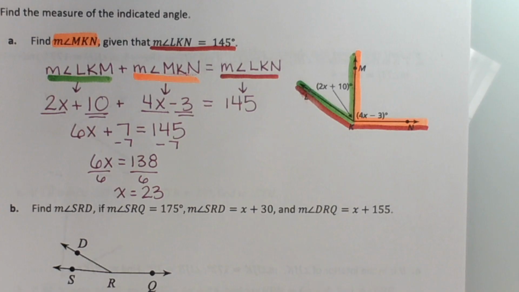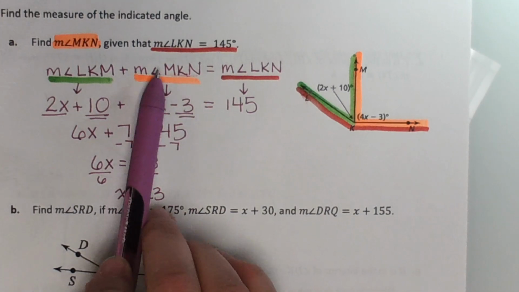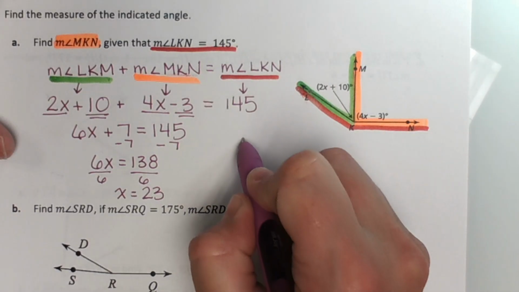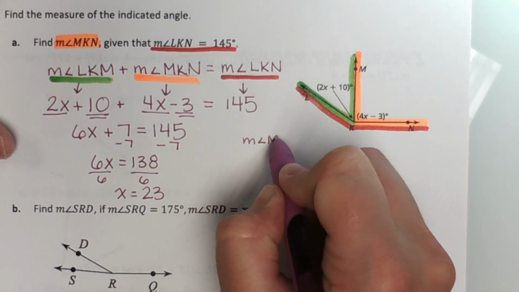The next mistake that I saw a lot of people doing is they would stop right there, regardless of what the question said it wanted. What did this question ask me to find? The measure of angle MKN. Now, MKN was orange, and orange was 4x minus 3.